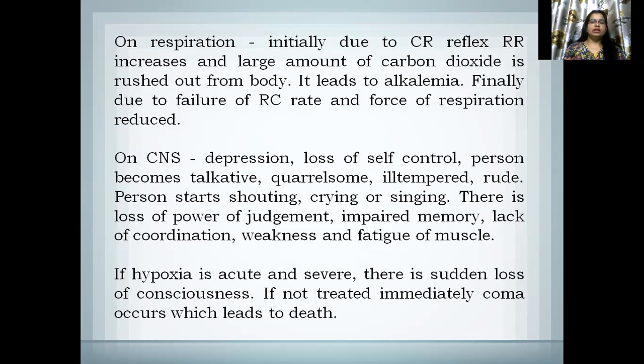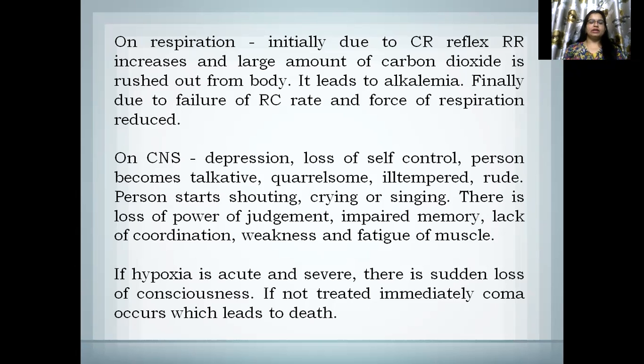On respiration, initially due to chemoreceptor reflex, respiratory rate increases and large amount of carbon dioxide is rushed out from body. It leads to alkalemia. Finally, due to failure of respiratory centers, rate and force of respiration reduced. On CNS, depression, loss of self-control, person becomes talkative, quarrelsome, ill-tempered, rude, person starts shouting, crying, or singing. There is loss of power of judgment, impaired memory, lack of coordination, weakness, and fatigue of muscle.